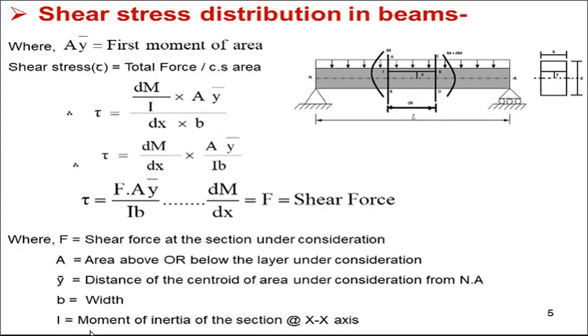Small b is the width, and I is the moment of inertia of the section about the x axis. So I is the moment of inertia, b is the width. These are the terminologies for this particular formula. I hope you understand this shear stress formula and its terms and terminologies.